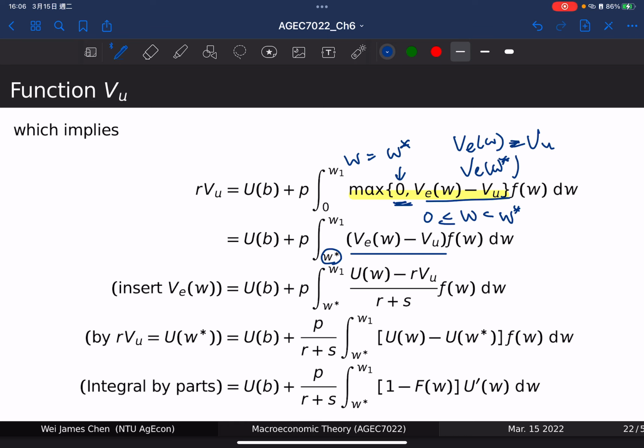Because after I constrain on the range for W star to W1, for this whole range, I know as a matter of fact, VEW is greater than VU. So VEW minus VU is positive. And if it is positive, it's always going to be greater than 0 by definition. So the max function can go out. Okay, the trick is, just by the definition of integral and the max function and the definition of W star.